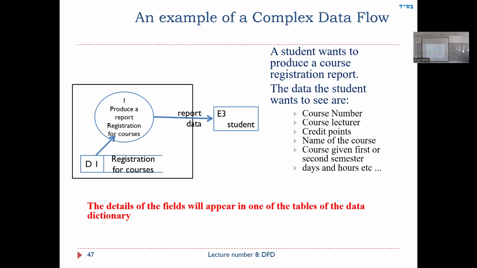Student wants to produce a course registration report. The data the student wants to see are the number, the lecturer, the points, the name of the course, when it is given, which semester, how many hours, what days of the week it is. Details of the fields will appear in the table of the data dictionary. In other words, I'll have a data dictionary which will tell me what is a report, like a registration report.